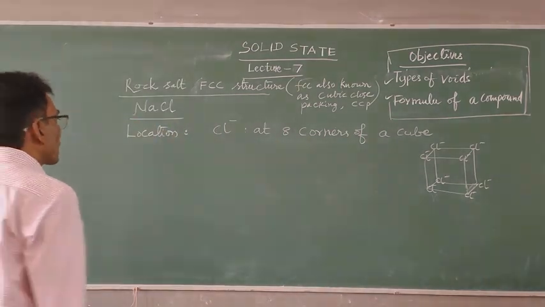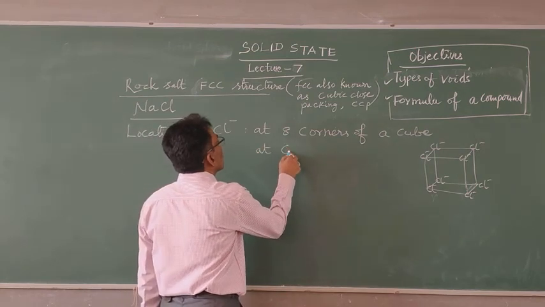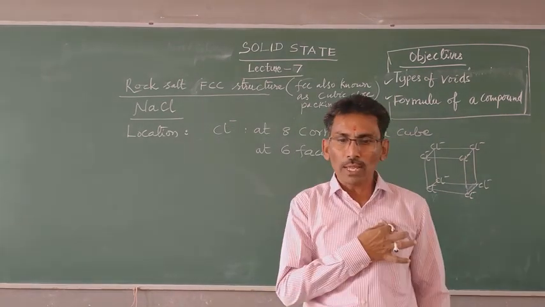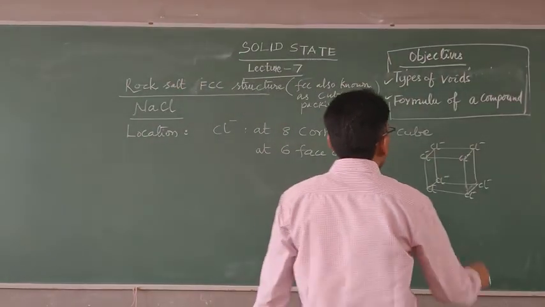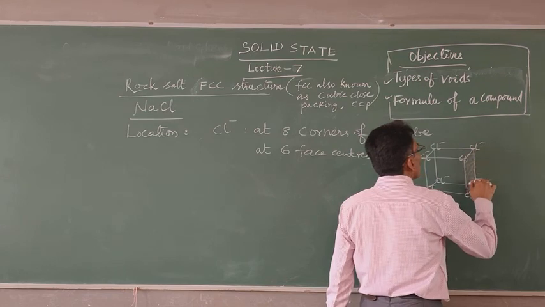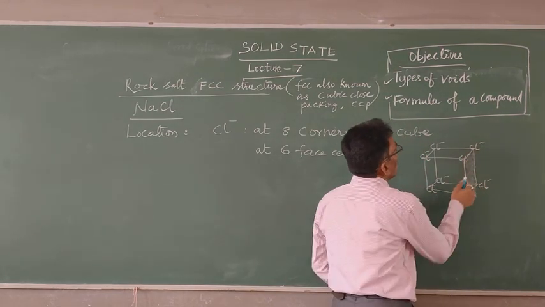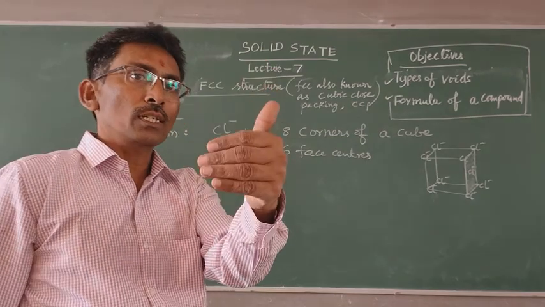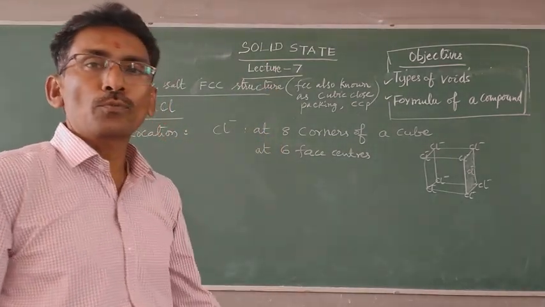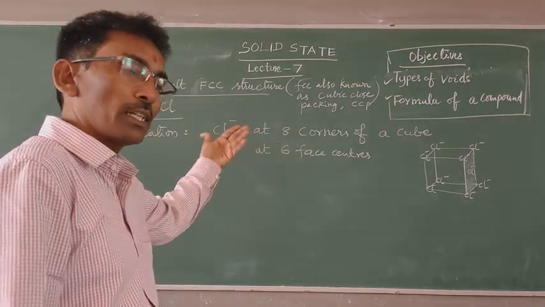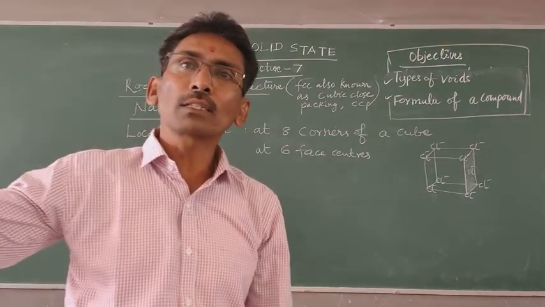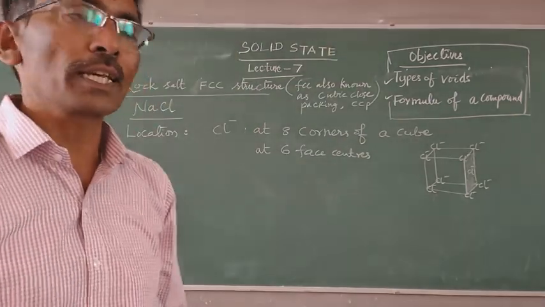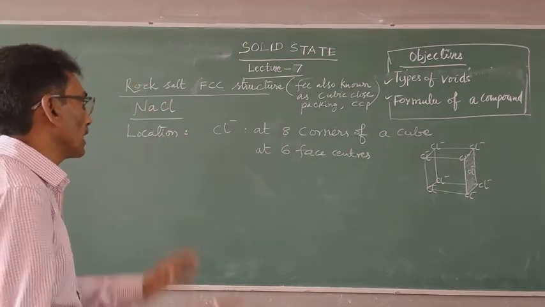And where are other lattice points? Cl minus can also occupy six face centers. So this is one face center I would like to mark, like this. Face center, this is Cl minus. Like that, all six Cl minus. How are they? If you are sitting in your room, the front side to you, to your face, is one wall, that is one face; right hand side is the second wall, left hand side the third wall, behind you the fourth wall, top is the roof, fifth face, and the floor where you are sitting is the sixth one. Six faces in a cube, that is an assumption, very very important.